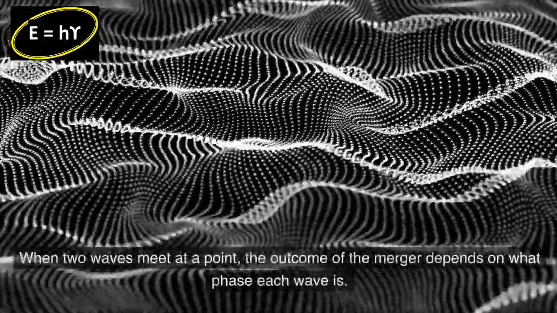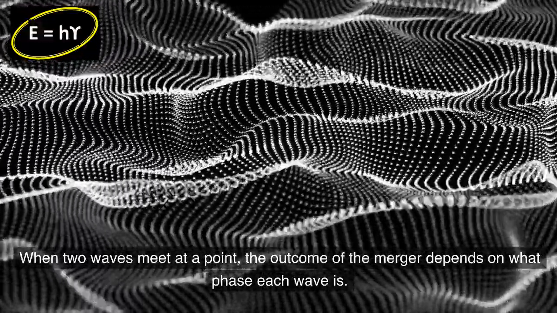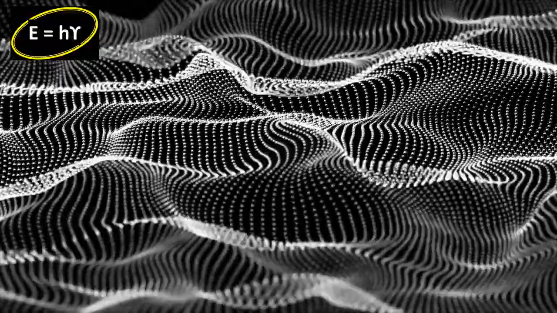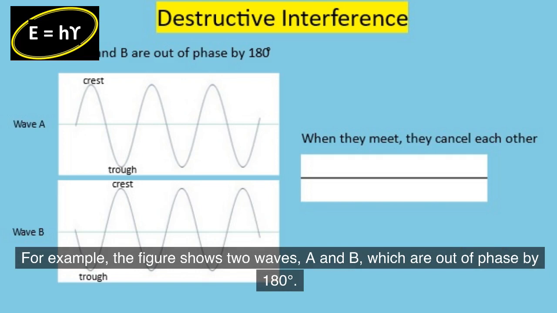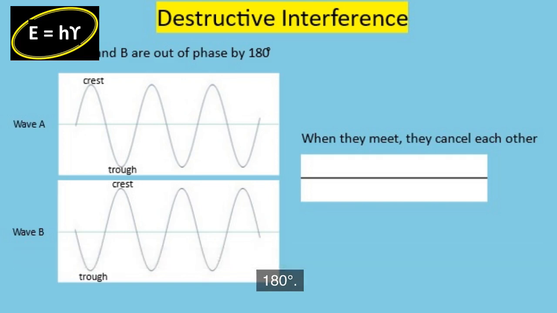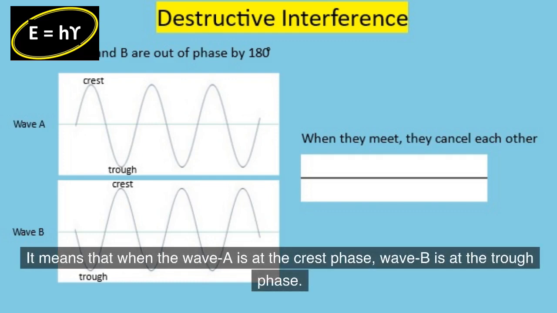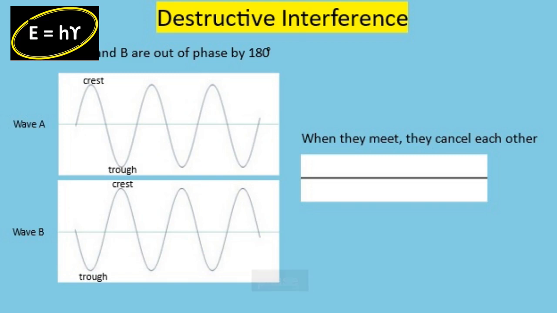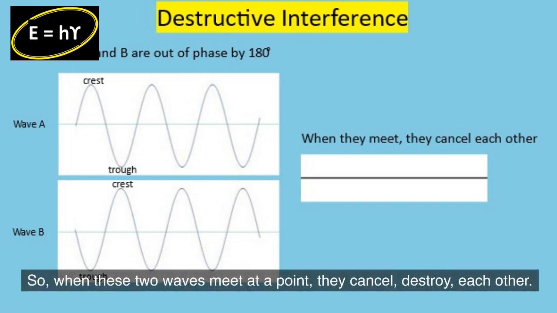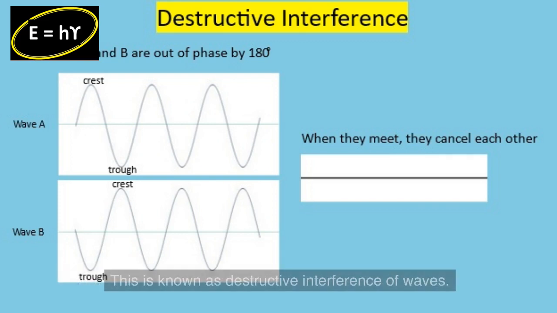When two waves meet at a point, the outcome of the merger depends on what phase each wave is in. For example, the figure shows two waves, A and B, which are out of phase by 180 degrees. It means that when wave A is at the crest phase, wave B is at the trough phase. So, when these two waves meet at a point, they cancel, destroy, each other. This is known as destructive interference of waves.